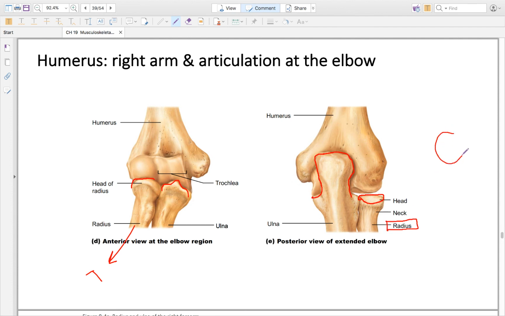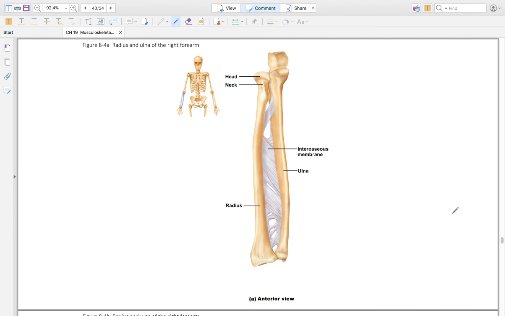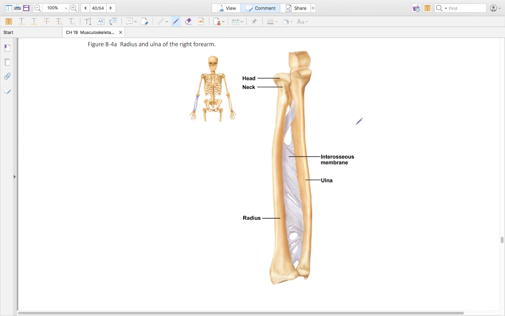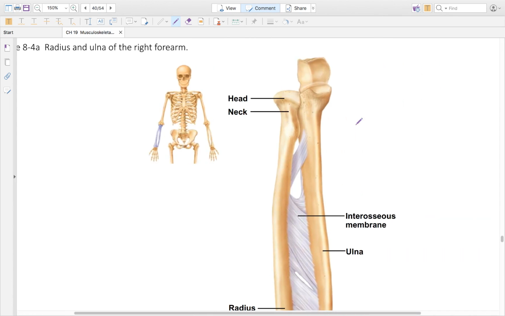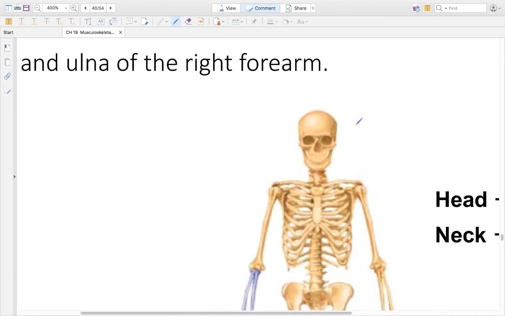Because remember, half of a circle equals radius, or radius equals half of a circle, and that's a great way to remember the radius. Okay, now this is a closer look at the ulna, and unfortunately I don't have them disconnected, but it's completely fine.